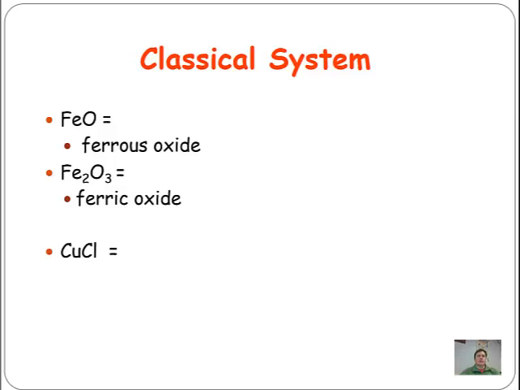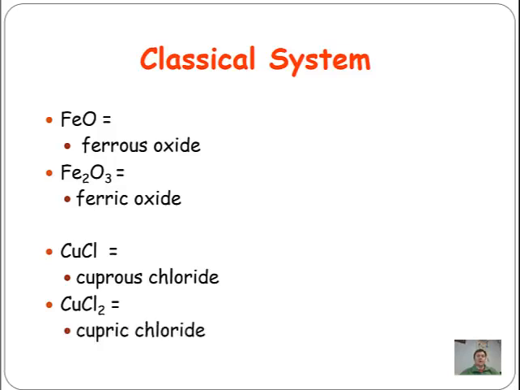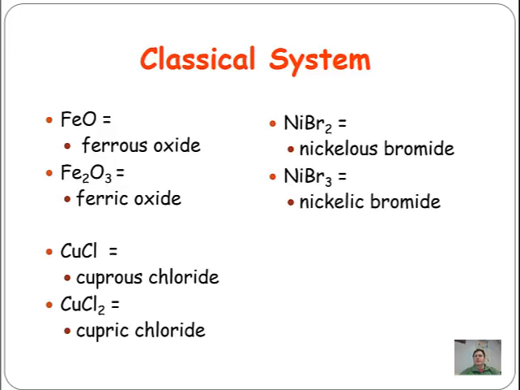Another example here, copper. This is going to be copper 1 chloride, so it's cuprous chloride, versus cupric chloride for the higher one. Here's a couple other ones. So nickel bromide, this is actually going to be the lower charge for nickel, so it's nickelous bromide, doesn't sound like somebody's name. And then the higher one would be nickelic bromide.